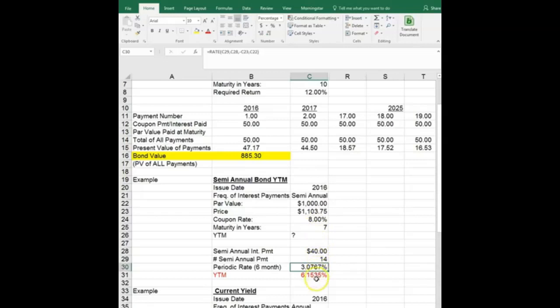We need to convert the periodic rate to a yield to maturity because all interest rates need to be in annual format. Think about it, whenever you borrow money, lend money, when we discuss interest rates, they're always on an annualized basis. So we need to annualize that by simply multiplying the 6-month periodic rate by 2. So our yield to maturity is 6.15%.